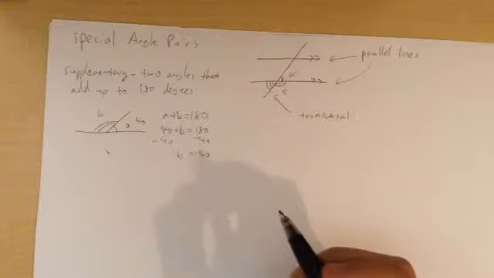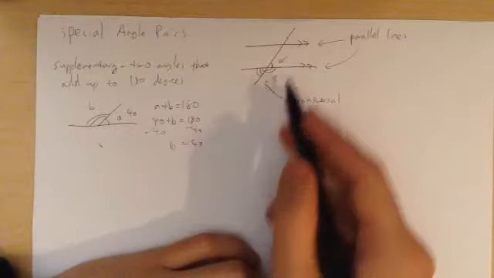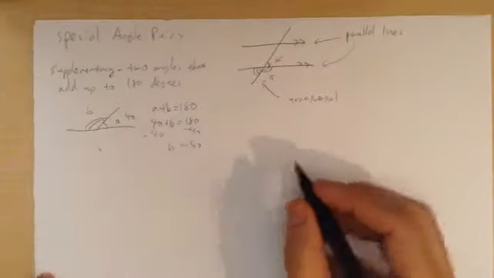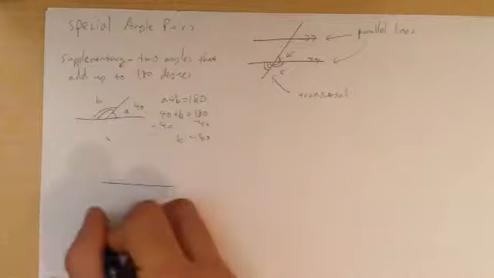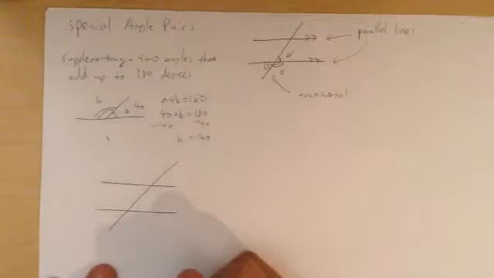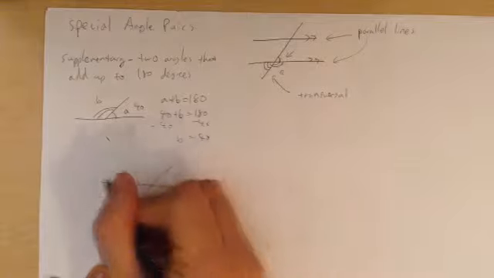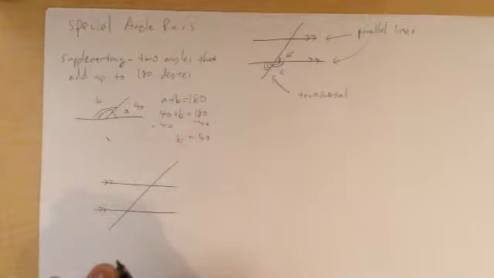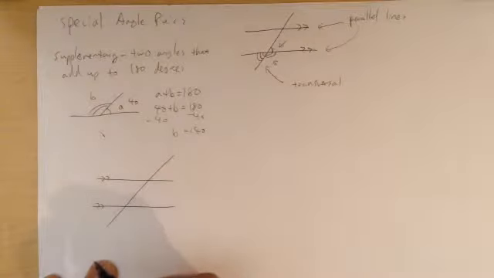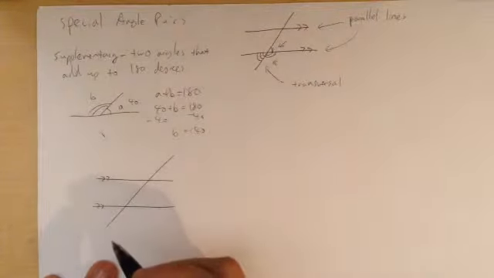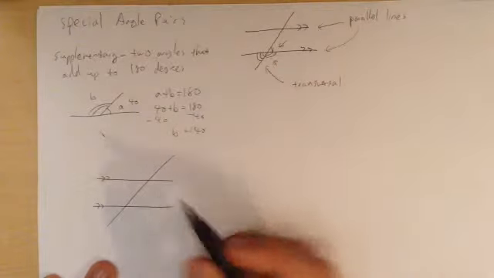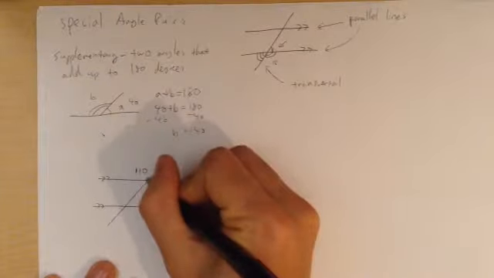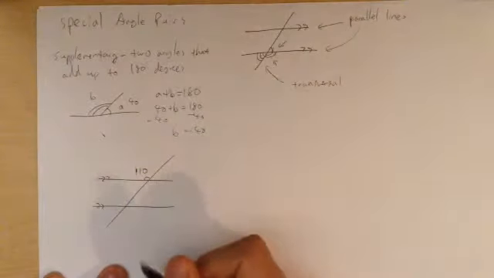Okay, so let's then talk about these special angle pairs. So here are my parallel lines. Doesn't matter which way you draw the arrows, you could have drawn them both going the other way, it's fine. And let's just suppose that I told you what one of these angles was. For example, this one. Let's say that I told you it was 110 degrees. Let's see if we can figure out what the rest of these angles are.